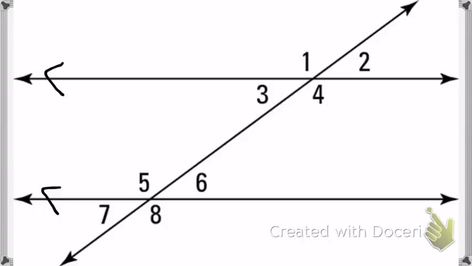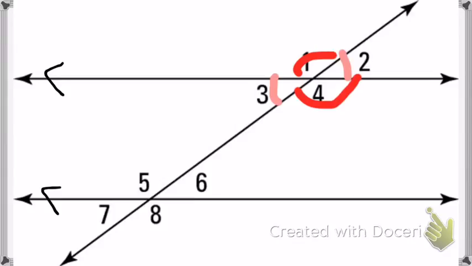But if we look at our first set of angle relationships, which is vertical angles, a vertical angle simply means that they are across from each other. So for example, 2 and 3 are vertical angles, 1 and 4 are vertical angles, and then so on with 5 and 8 and 6 and 7.